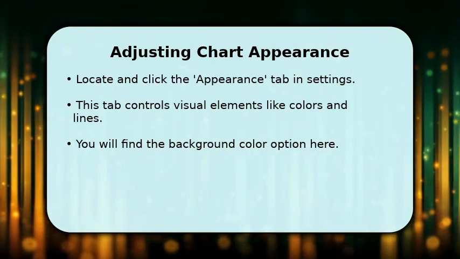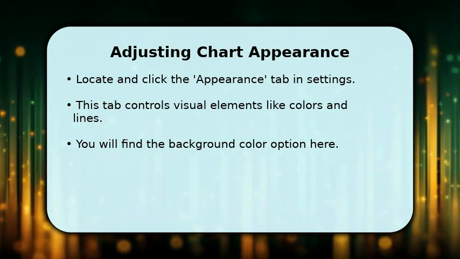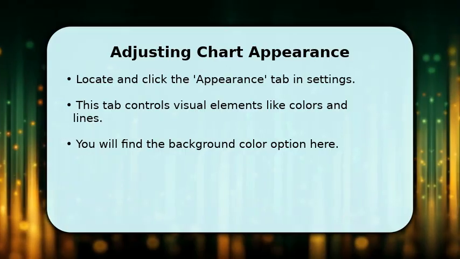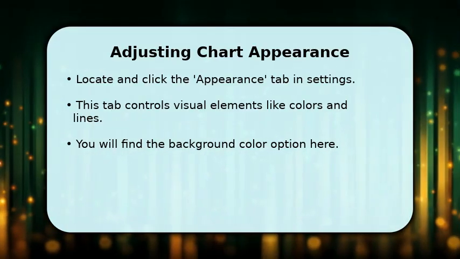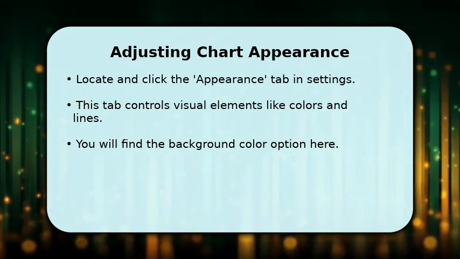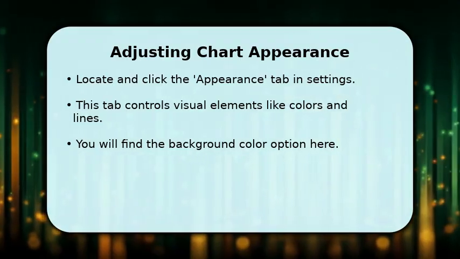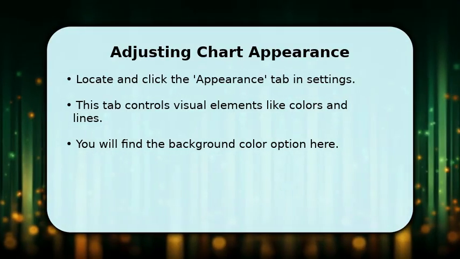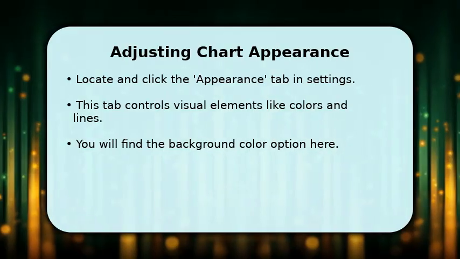Once the chart settings window is open, look for the Appearance tab. It's usually one of the first options you'll see. Click on this tab to access all the visual customization features for your chart. This section allows you to modify various elements, including the chart's background, grid lines, and text colors, ensuring your workspace looks exactly how you prefer.